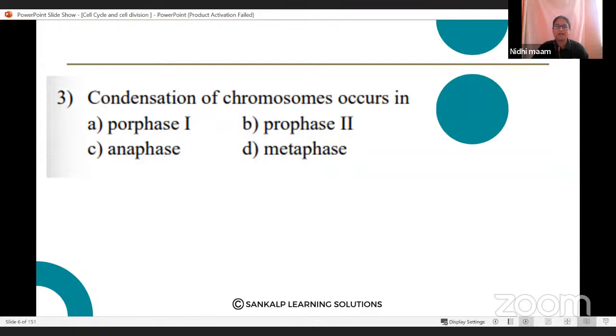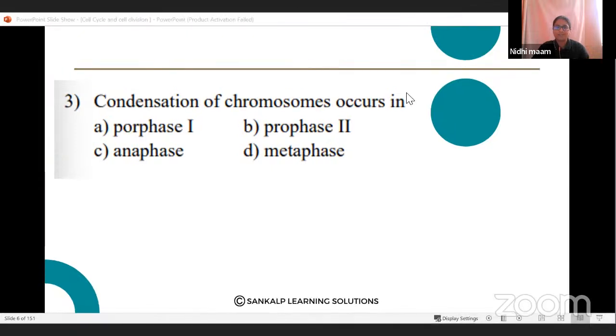Condensation of chromosome occurs in which phase? Prophase 1, prophase 2, anaphase, metaphase. Condensation of chromosome occurs in... Sidhu, Shashank, Sanjana, Syed Muhammad, Ammu, Pavitra, Subramanya. So most of you answered it as option B.